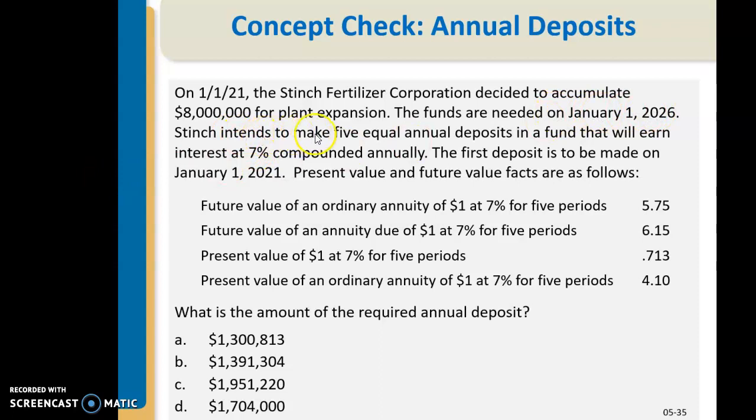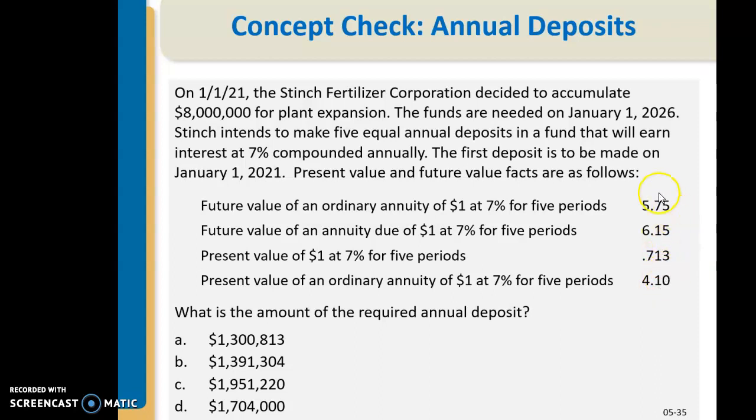Stench intends to make 5 equal annual deposits in a fund that will earn interest at 7% compounded annually. The first deposit is to be made on January 1st, 2021. The present value and future value facts are as below. These factors that they give you are taken from the present value and future value tables 1 through 6 at the back of your book.